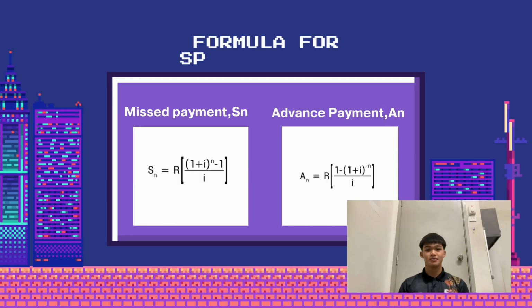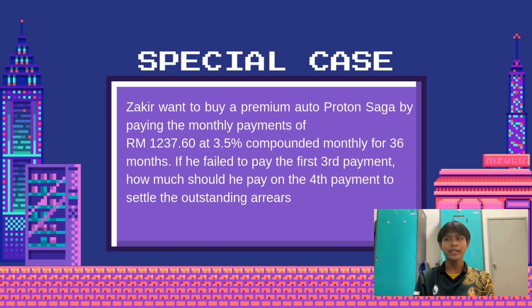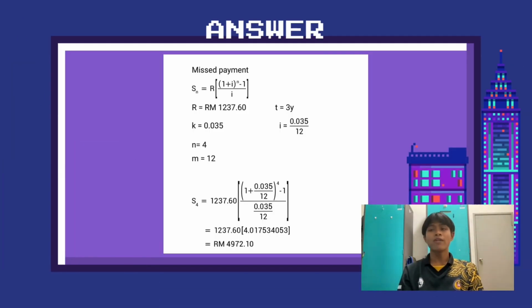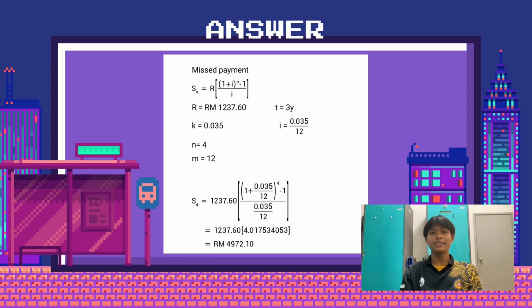For the special case formulas, we have missed payment and advance payment. For the special case in chapter 4 annuity, the question is: Zakir wants to buy a premium auto Proton Saga by paying monthly payments of RM1,237.60 at 3.5% compounded monthly for 36 months. If he failed to pay the first three payments, how much should he pay on the fourth payment to settle the outstanding arrears? After we identify the issue, it is about missed payment.